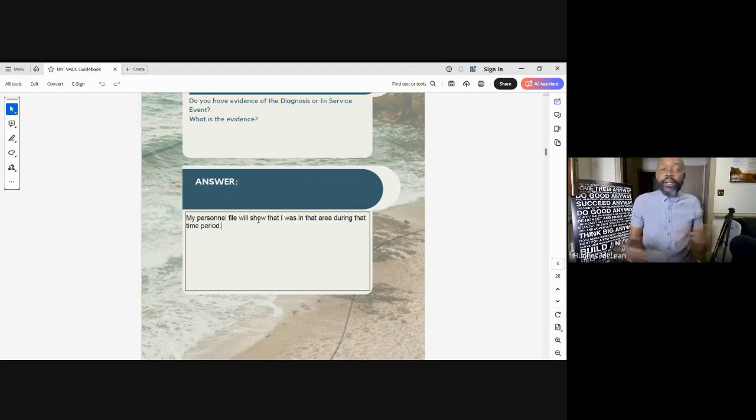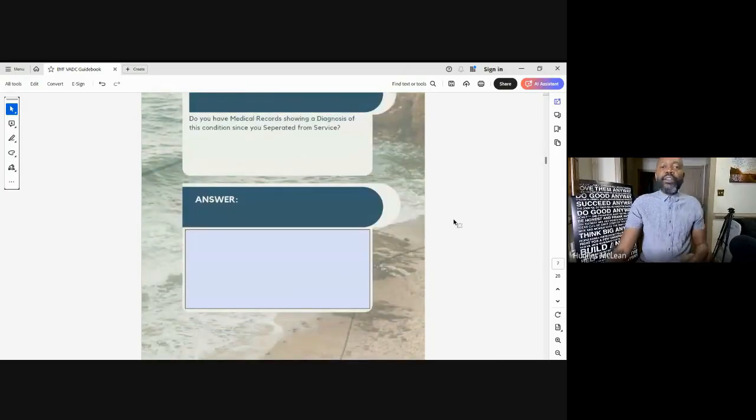This could go for multiple situations. You've got Agent Orange, you have the Camp Lejeune matter as well, and there are more bases out there. You can really get in depth with this and do some research. A lot of bases have harmful, toxic material, contamination of water or air from burn pits and things of that nature. But all you'd have to show is that you were at that location during that designated time period. So my personnel file will show that I was in that area during that time period.